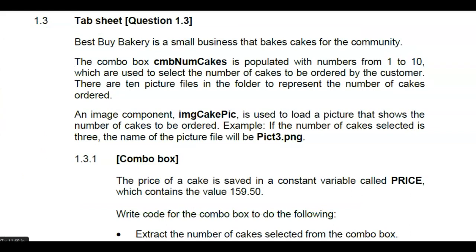We're going to move on to tab sheet 1.3. And here we have a little business that sells cakes. And in our combo box CMB num cakes, we have the values 1 to 10 stored, which is the number of cakes that someone wants to order. You are also provided with a whole bunch of pictures. And if you have a look at those files, they all start with pick, and then there's a number, and then .png. And this number corresponds with the number as selected by the user in your combo box. And the appropriate picture has to be displayed in the image IMG cake pick.